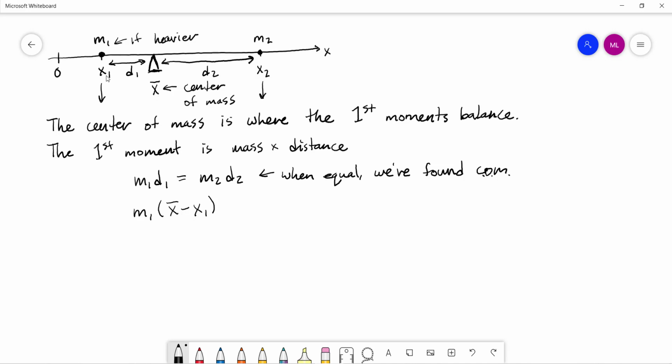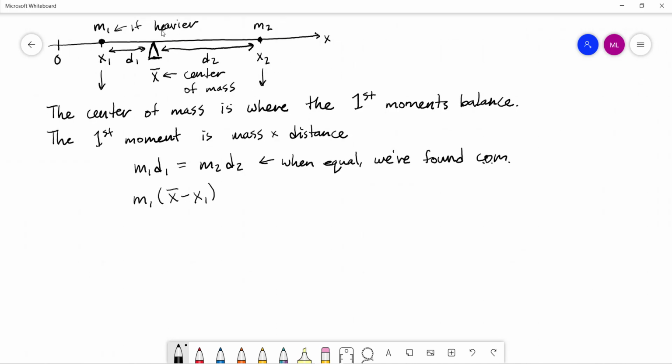So from x bar to x1, to keep it a positive number, we'll do x bar minus x1 on our number line. And over here, this second distance is going to be x2 minus x bar, also to keep it positive. So I want that to balance with m2 times the second distance, d2. So this is this piece. d2 is going to be x2 minus x bar. So that is that piece over there.